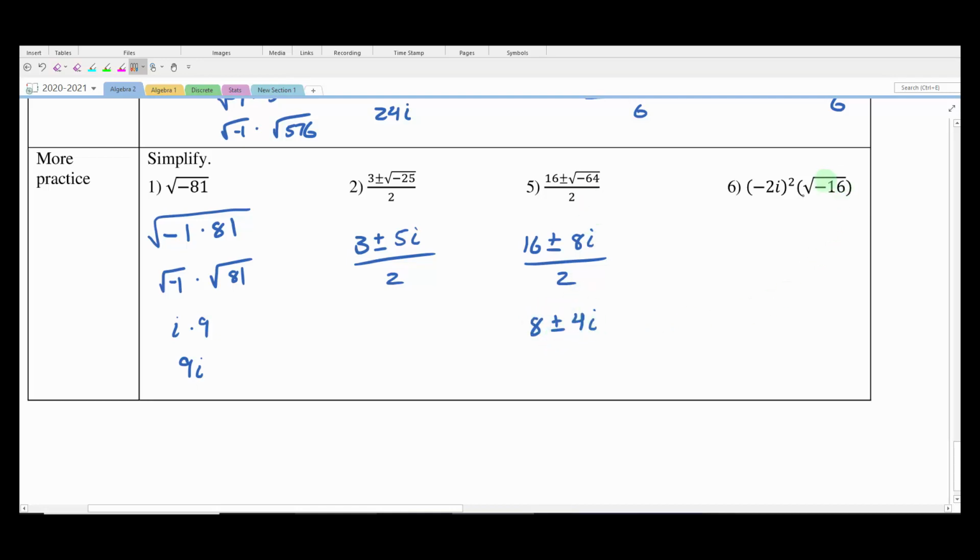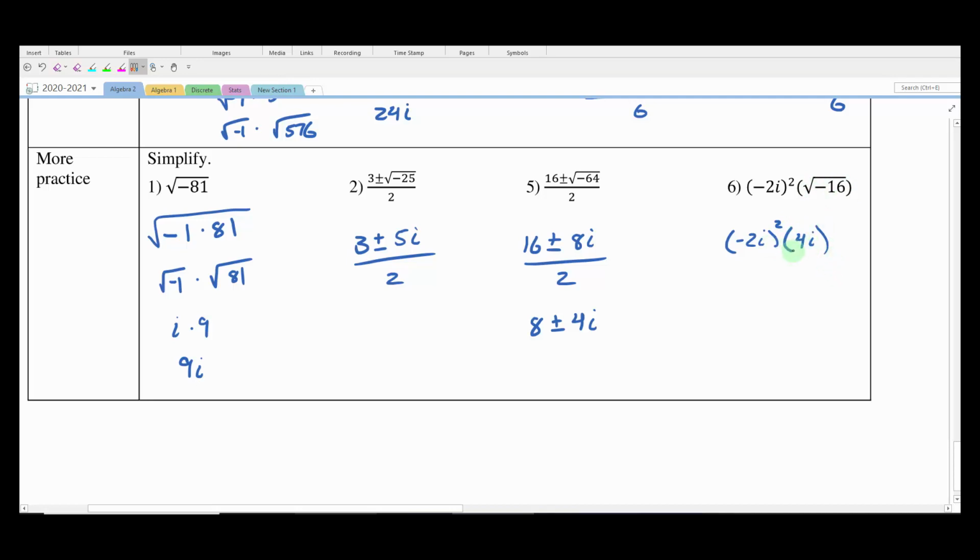All right, let's do one more. So I'm looking at this one. I see the square root of a negative number here, so this is one that I can turn into a complex number. So for now, I'm going to leave that first part alone. So I'm going to say -2i squared. I'm going to leave that alone for now. I'm going to turn this into its complex form. All right, the square root of -16 becomes 4i.